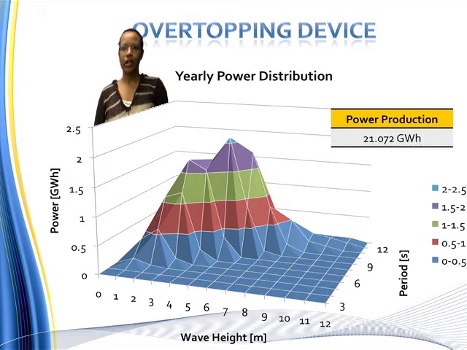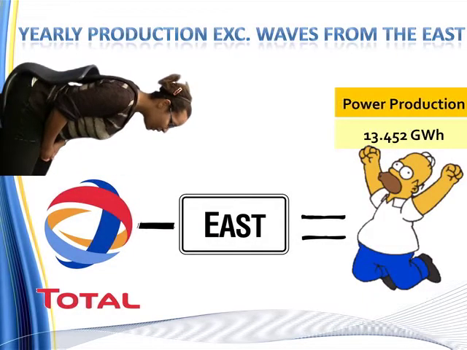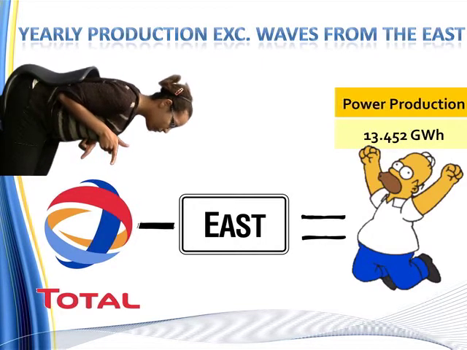Over the course of a year, this 3D graph shows that the greatest power production for an overtopping device will come from waves 5 meters tall over a period of 9 seconds. Our total yearly production will be about 21 gigawatt hours. However, if we only consider winds blowing from the west, we will only produce approximately 13.5 gigawatt hours per year.